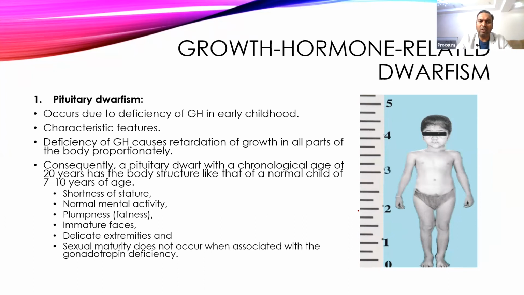Height will be small, mental activity will be normal, but a little bit of chubbiness will be there, and features will be very immature. There will be normal childish extremities, and sexual maturity will not be there. So sexually also they will not grow, and they will look like a small kid. Mental growth will be almost normal. So these are the features you can see with pituitary dwarfism, and if you find it early, you can treat him with growth hormone injections and cure it.